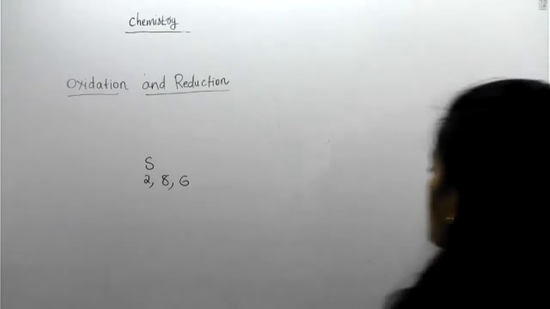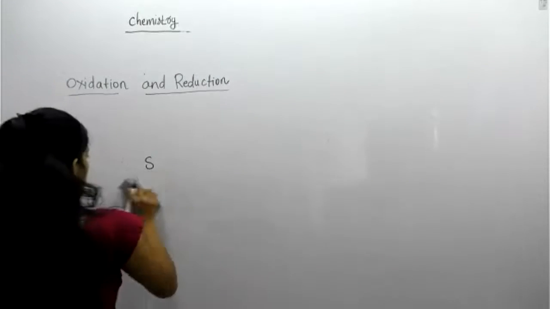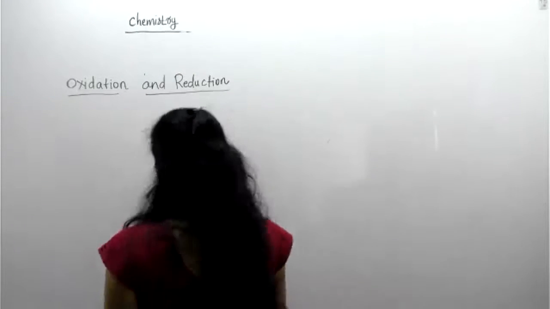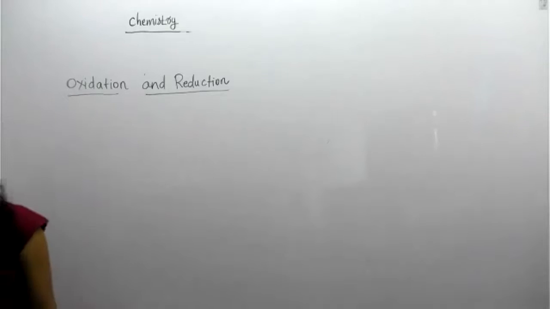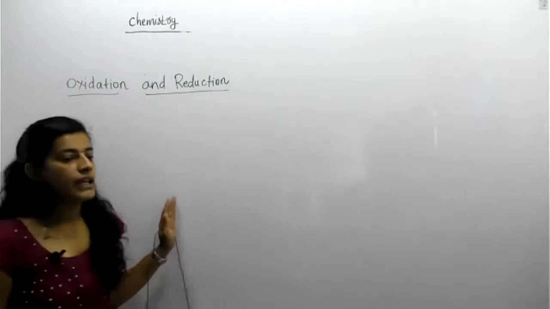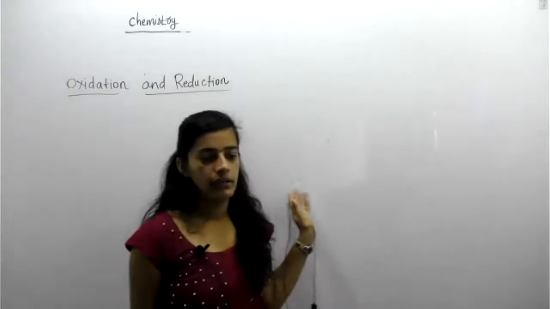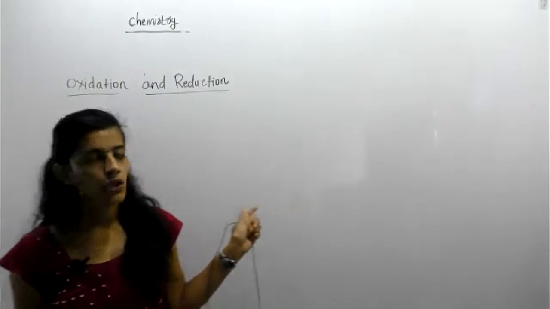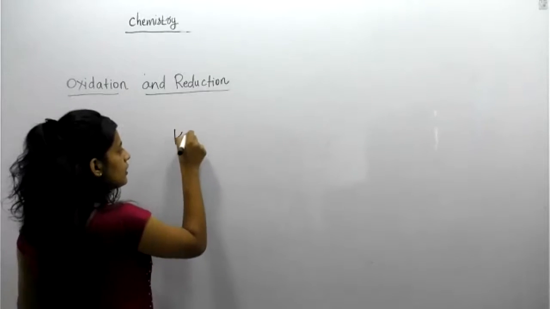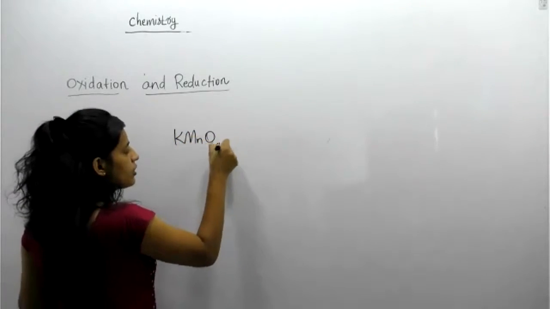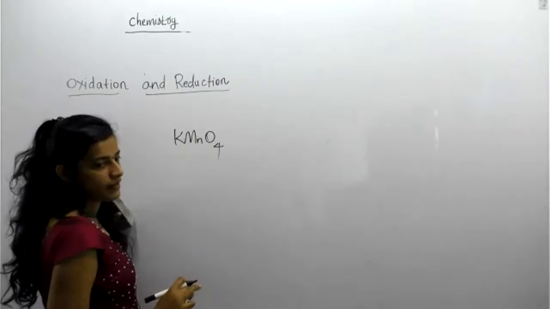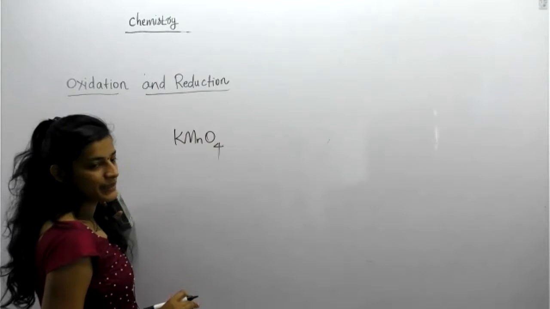-2, correct. Sulfur is in -2, na? So easily you can find out. Okay, but now you are familiar with how to find out this individual thing. But suppose it is in a question. Question means, suppose KMnO4. Here, how will you find the oxidation number of manganese? Is it possible?